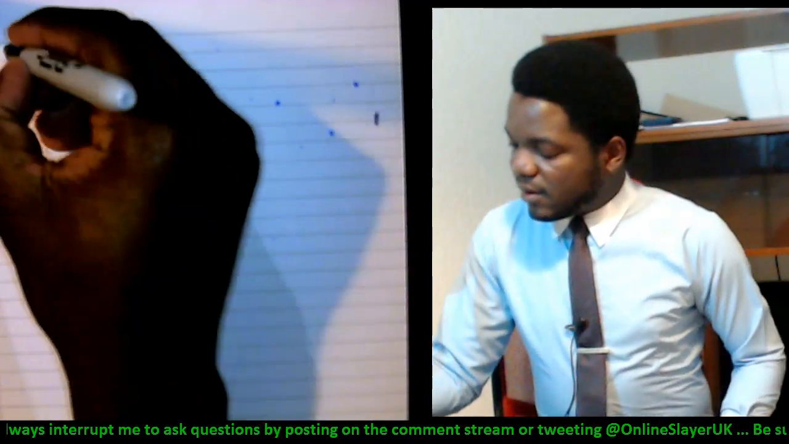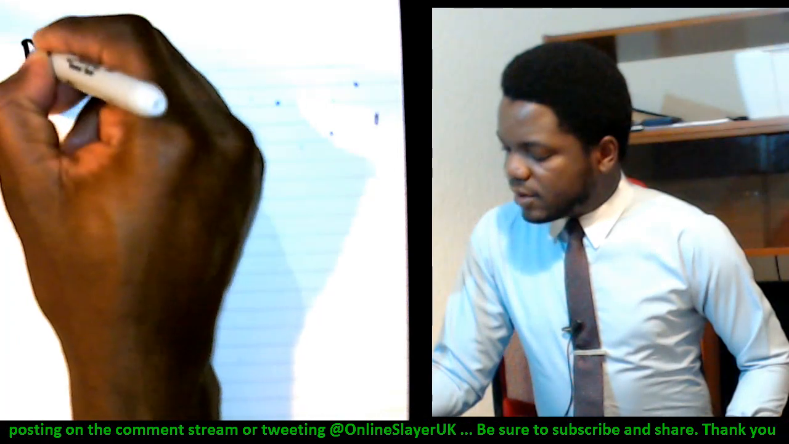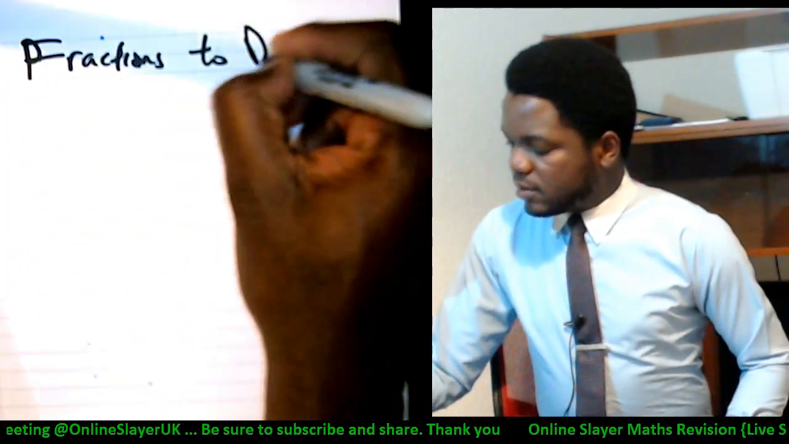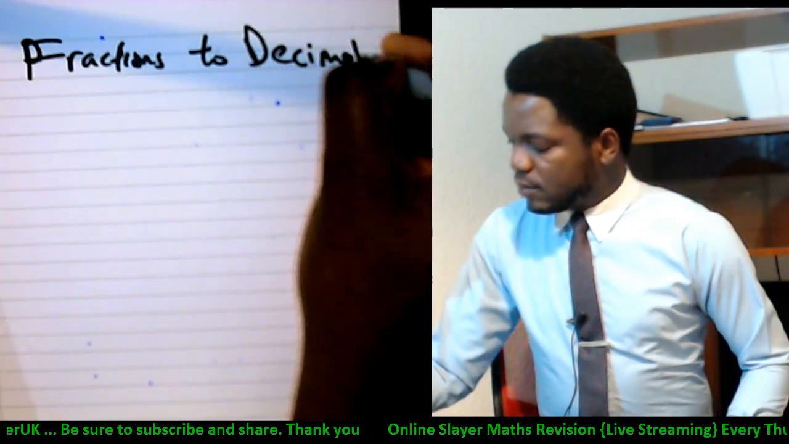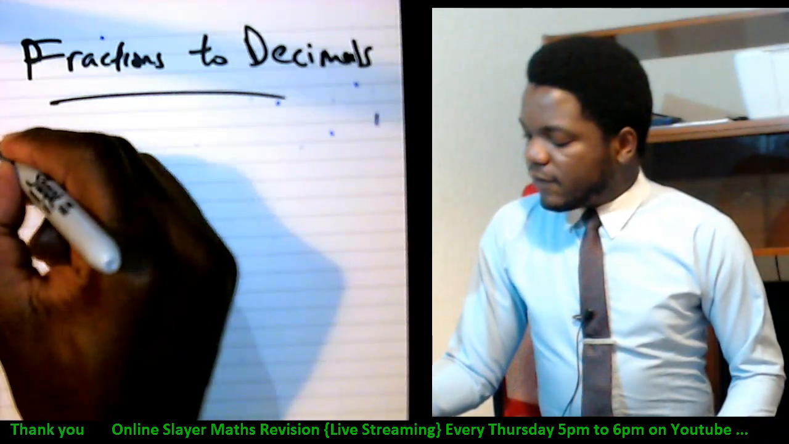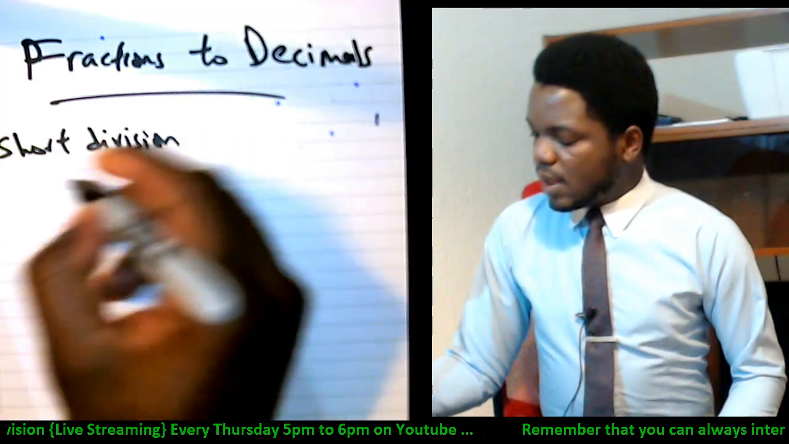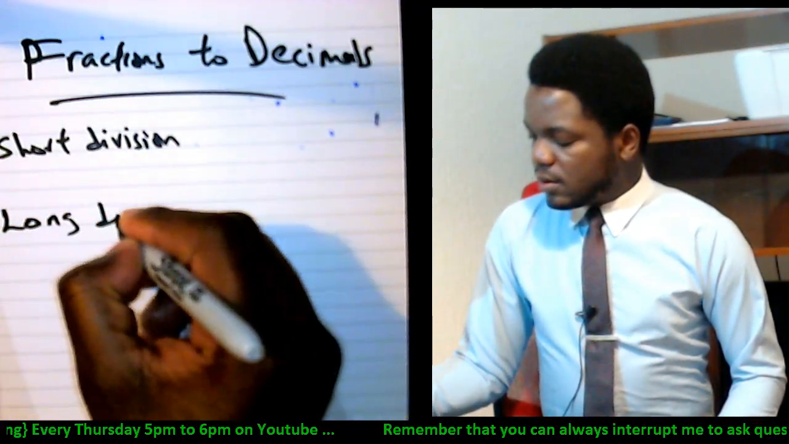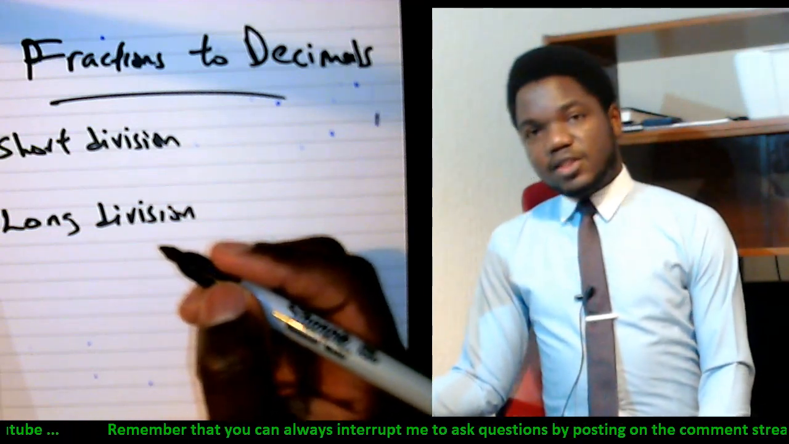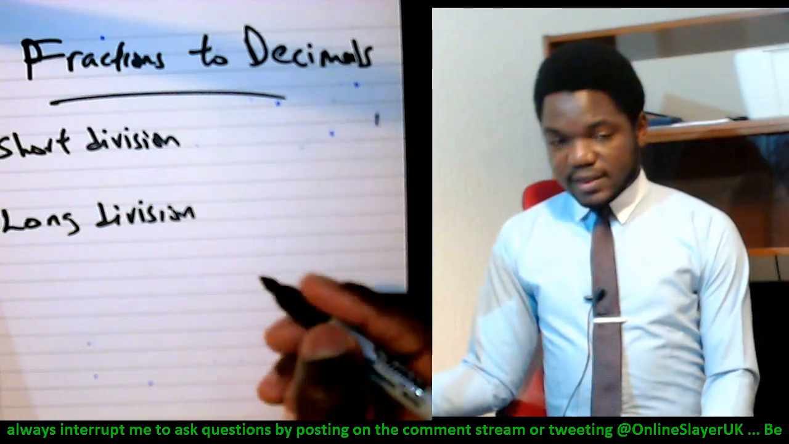For instance, I'm just going to write fractions to decimals. This is the inverse process. You've got the short division and you've got the long division. But ideally, what we mean by the short division is when you just cut things out.